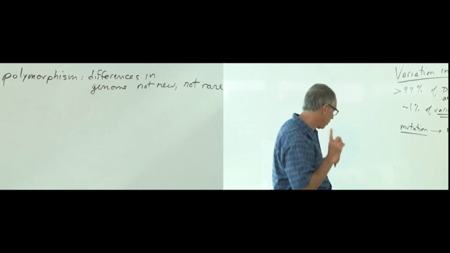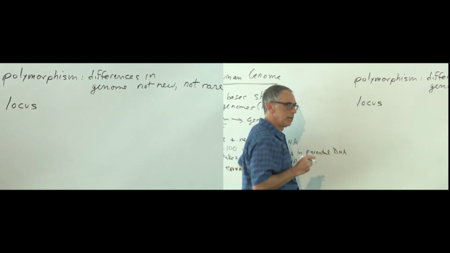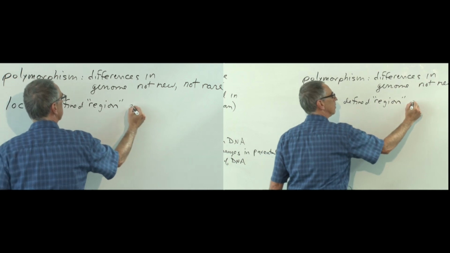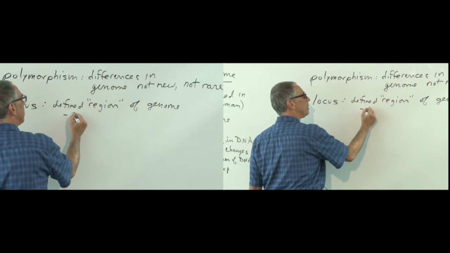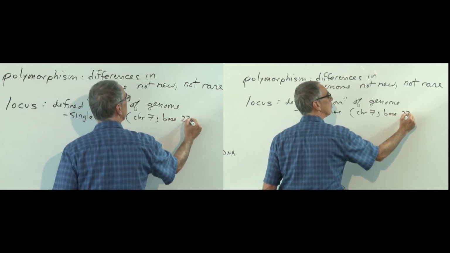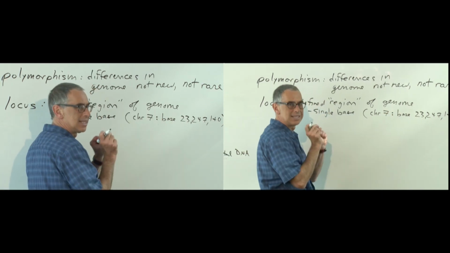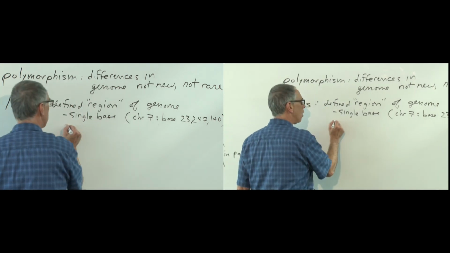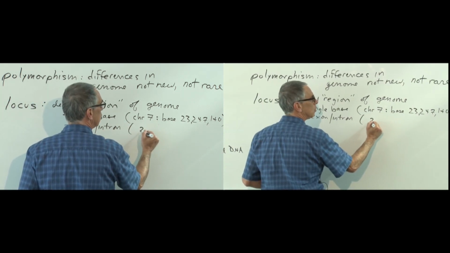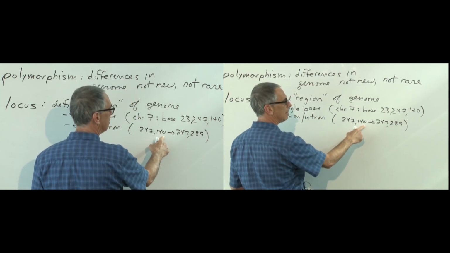Now, I also need to do a couple of other definitions before we get into the good stuff. When we're talking about the genome, an important idea is a locus. Like location, locus. A locus is a defined region of the genome. That region could be a single DNA base, such as chromosome 7, base number 23,247,140. I want to be very explicit to show that I really mean a single letter in those 3 billion. But it also could be an exon or an intron, which would be a bigger segment, like base 247,140 to 247,289. That would be 149 bases.